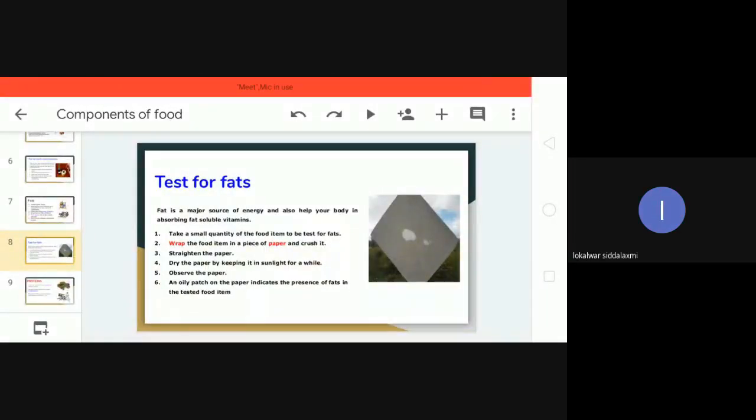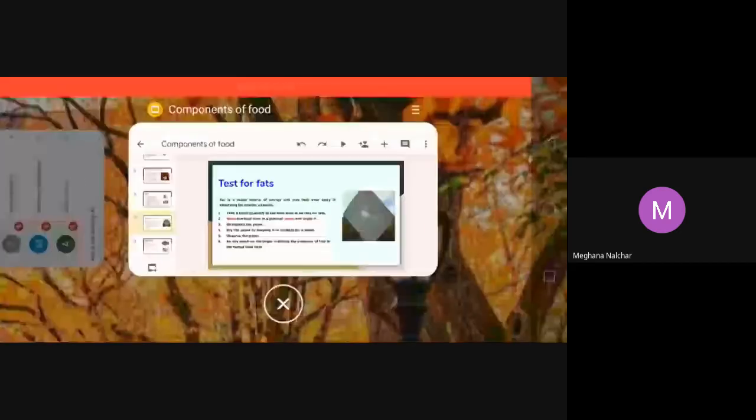How can we find which food items contain oil? There is another test for fats. So how do we find which food item contains oil? Let's do another test. What is the test? The test for fats.